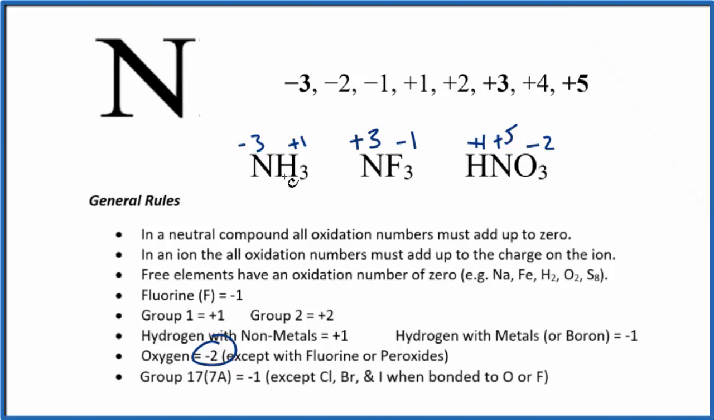So we have 3 different oxidation numbers: -3, +3, and +5. If nitrogen's just by itself, like N2, that's a free element, and that's going to be 0. So those are some of the oxidation states for nitrogen.